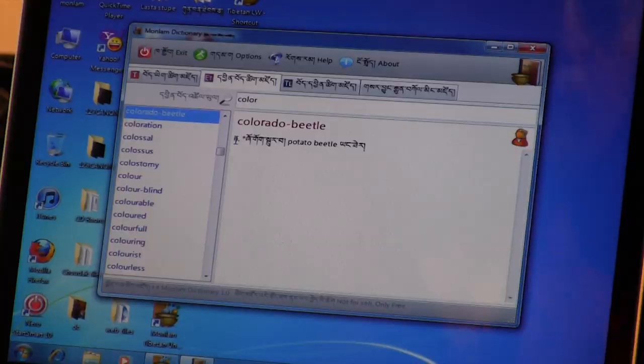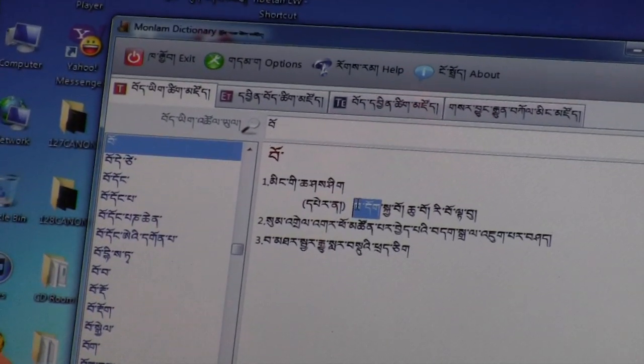200,000 entries are in that dictionary, and 6 million words. Yes, 6 million. This is where my Indian education comes in. So there are many different layers to this dictionary.